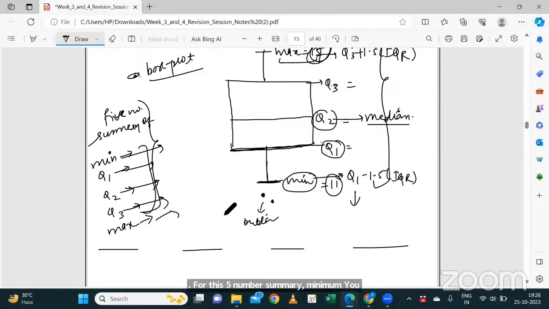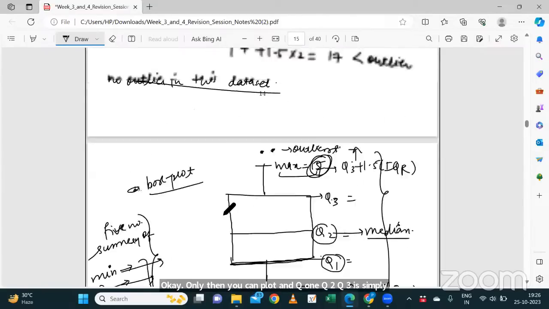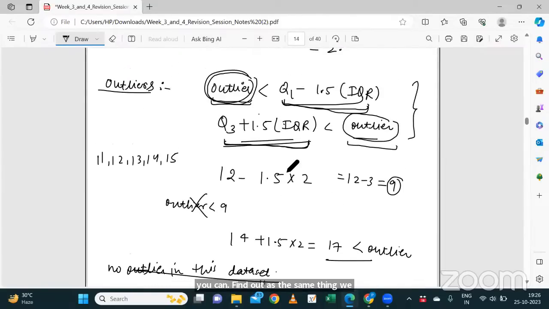So my question is, can we find Q2 as the average of Q3 and Q1? No. First of all, let me clarify. The box plot represents the 5 number summary of your data set. That means you have the minimum value, Q1, Q2, Q3, and the maximum value. Only then you can plot. Q1, Q2, Q3 you can simply find out as we have done earlier, with the percentile concept.